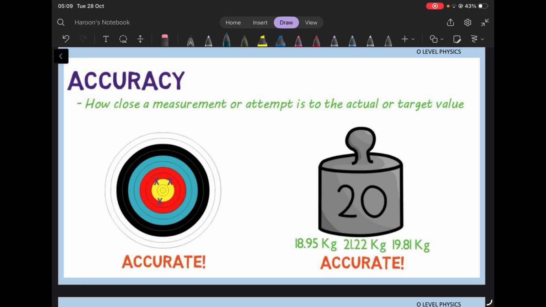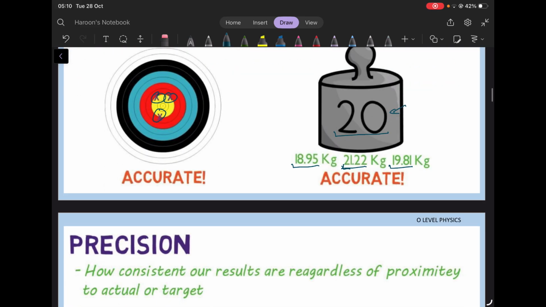So this, for example, is accurate. You can see all the readings are in the yellow region. All my throws are in the yellow region. So this is accurate, close to the actual target. Now this measures 20 kg, let's say, and all my readings, 18.95, close to 19, 21.22, close to, you can see, 20, and this one as well, this is extremely close to 20. All of them are very close to 20. So all these readings are accurate. They are close to the actual target value. So this is the meaning of accuracy, how close your value is to the actual target.